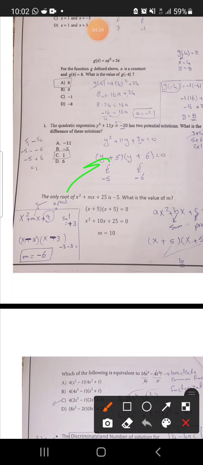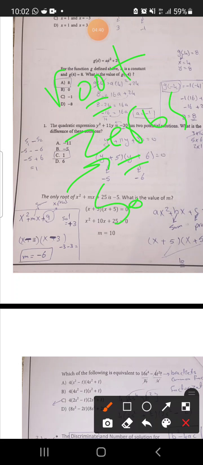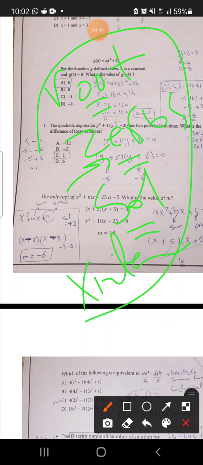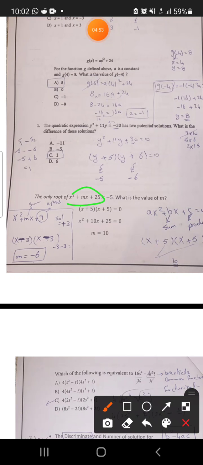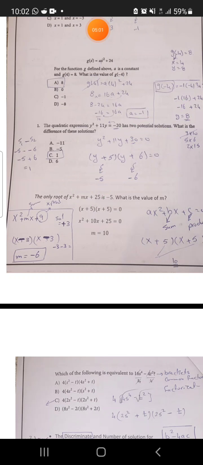Okay, what about the last question here? The only root. Do you remember when I told you root equals zero equals solution equals x-intercept? All of these words are the same. So what do you want? Here he told you that the root of this function is negative 5. What is the meaning of root? x. So x here equals negative 5. He wants to get the value of m. How can I get the value of m?